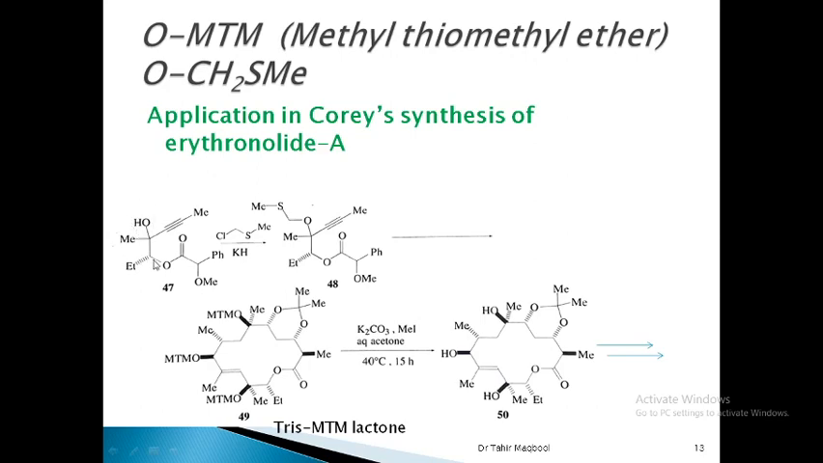The OH group in compound 47 is converted into MTM derivative 48 by using chloromethyl methyl sulfide and potassium hydride, which ultimately allowed the construction of tris-MTM lactone 49. The final step is the removal, that is the treatment of this tris-MTM lactone with potassium carbonate and iodomethane in aqueous acetone, to give triol 50 in 80% yield. This triol 50 was subsequently used for the preparation of erythronolide A derivative.